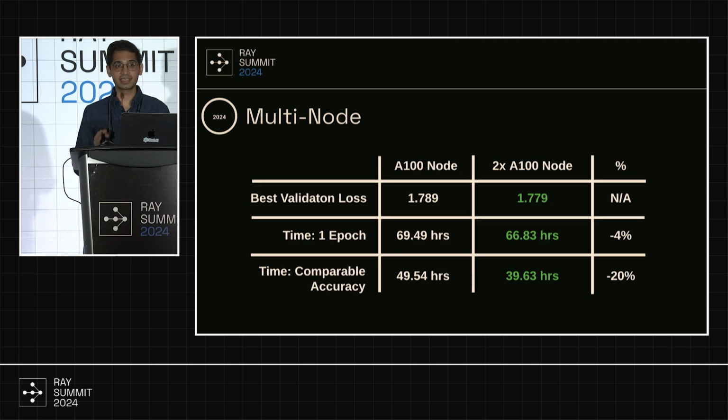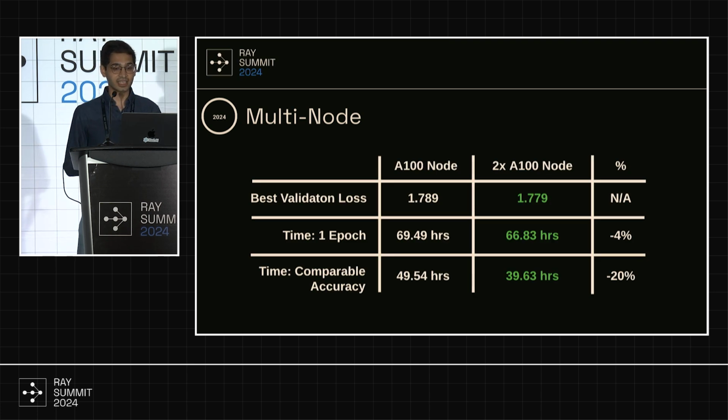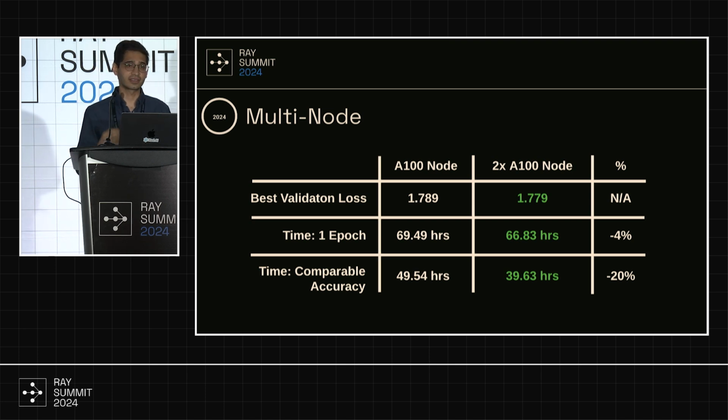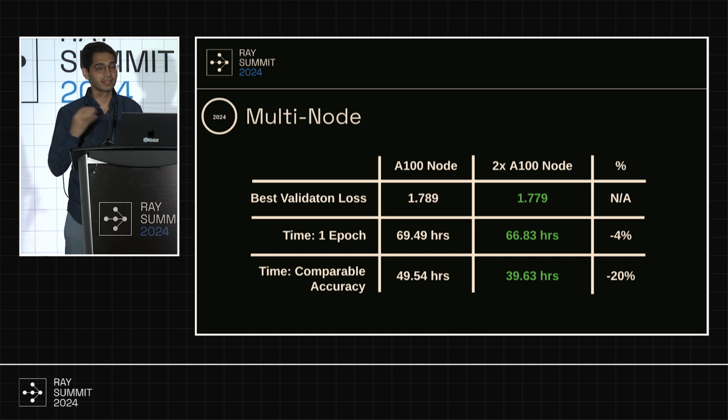And here's some of the data we collected when we initially did this train. So our validation loss actually went down, and this is because we could actually increase the batch size of the data, and therefore the model could see more data. Next, we actually reduced the time per epoch by about 3 hours. And then finally, time for comparable accuracy, which means that if we were to have stopped the train before it converged at a comparable accuracy to a single node, then we would have stopped it about 20% sooner.